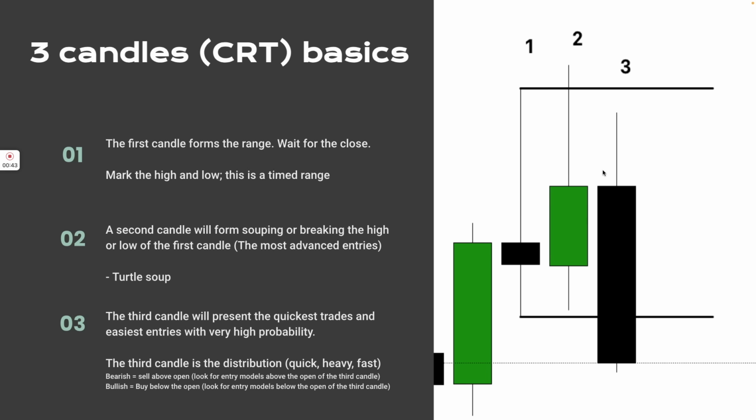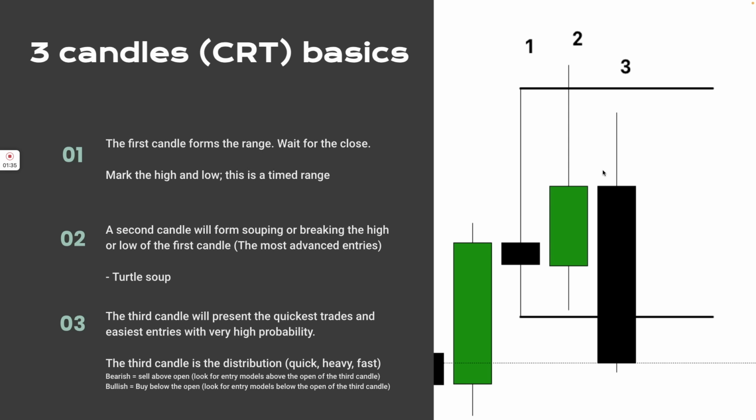The first candle forms the range. We wait for the close. Mark the high and the low. This is a timed range. This is a specific candle, a specific timed range. Some may confuse this with a price range. However, this is a timed range. Why? Because you are going on a higher time frame, choosing a specific candle, waiting for the close, and drawing the highs and lows. Then you are heading on to the lower time frames to trade that candle's range, that time's range.